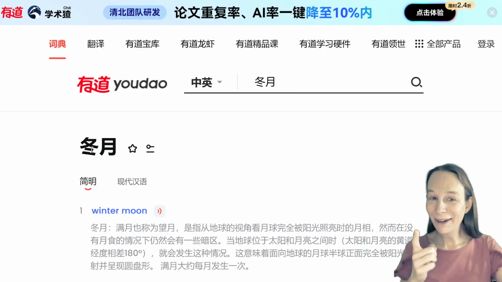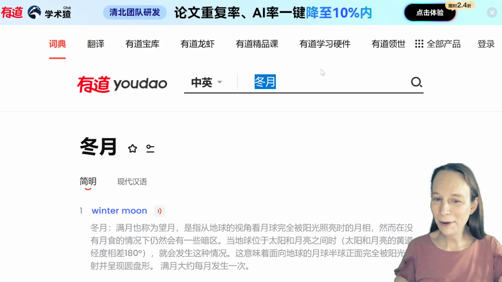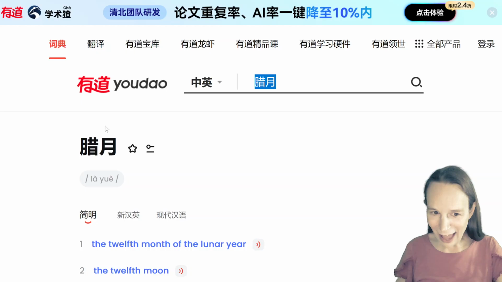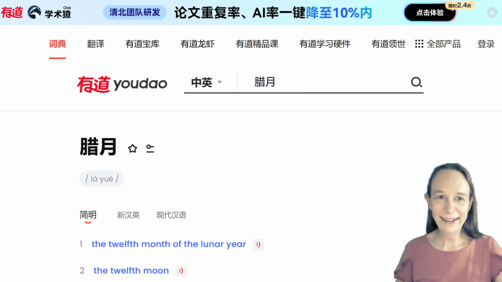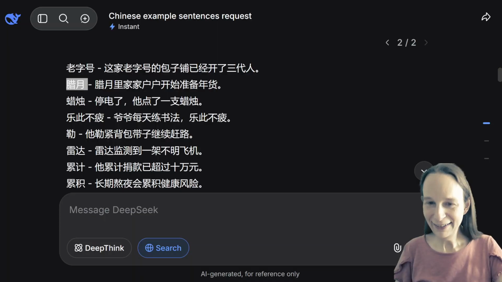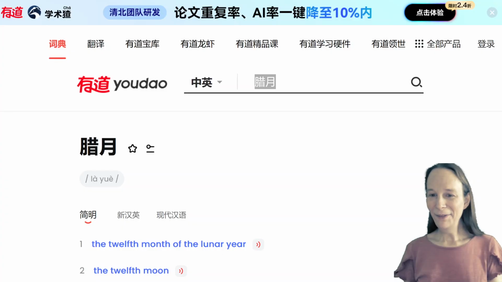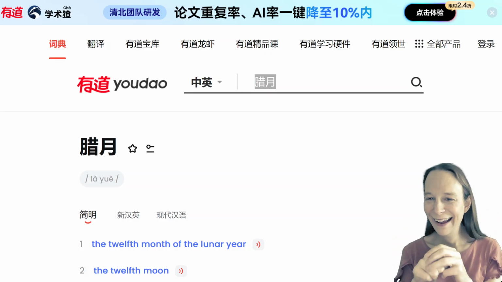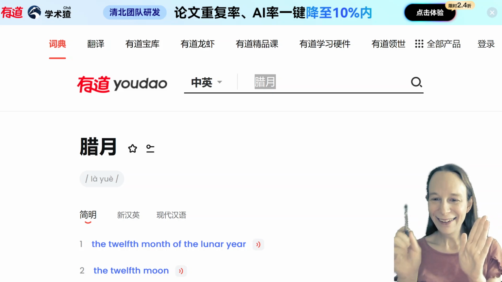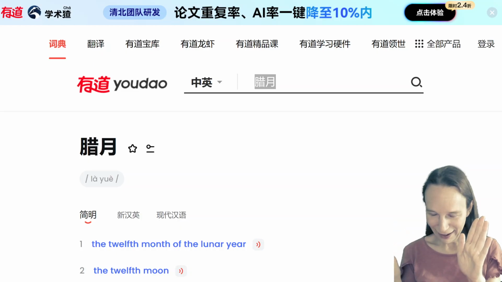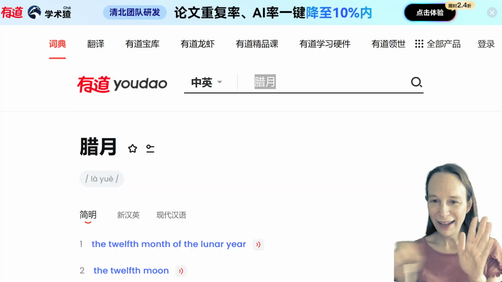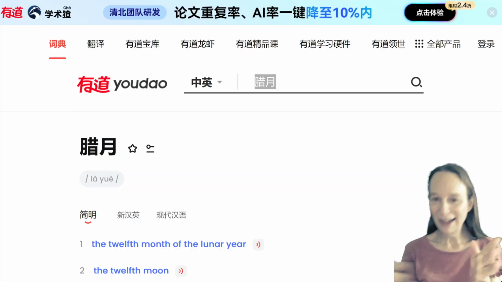And then what comes after the 11th lunar month? What's the 12th lunar month? How do you say it properly though? 腊月. And this is our word. 腊月. All right, so do you remember them all? 正月, 1月, I got it wrong. 正月, 2月, 3月, 4月, 5月, 6月, 7月, 8月, 9月, 10月, 冬月, 腊月. And then we go back.